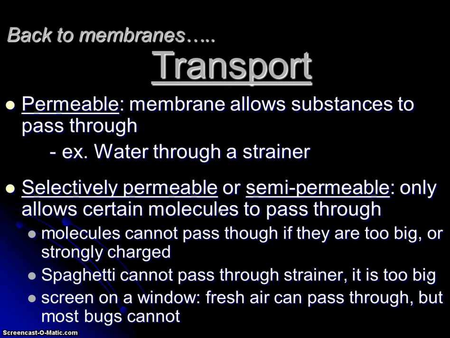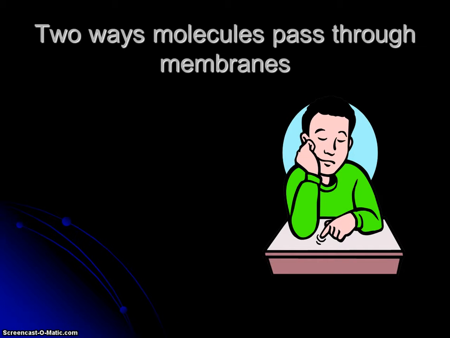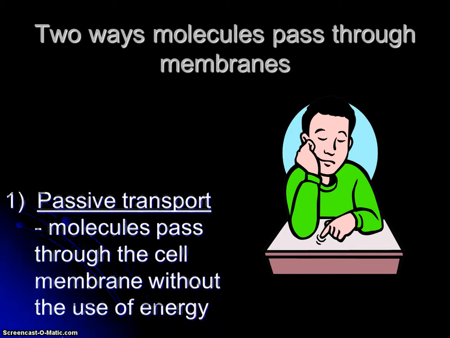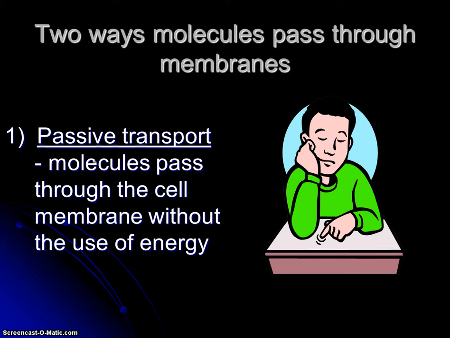Everything is water-based. Water is always moving in and out of the cell, but the cell membrane can choose what the water carries in and what the water carries out. If things are too big, if they don't have the right charge, if they're not supposed to be in that cell, it can stop those things from moving in.